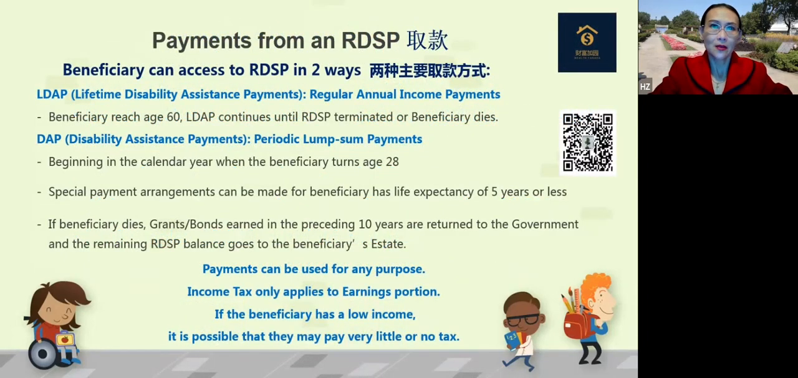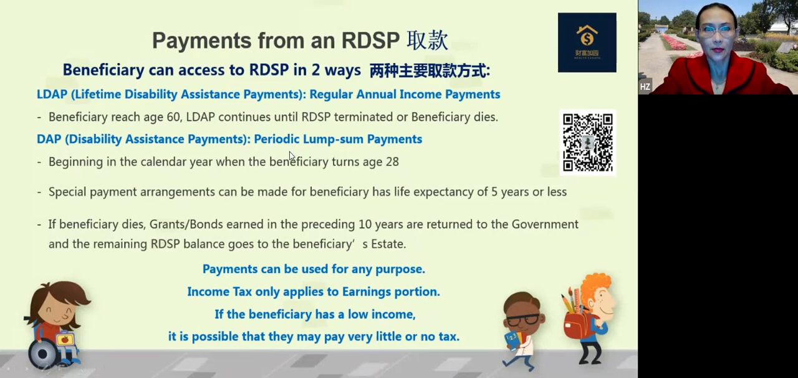And then a lot of people say, how am I going to take out the money? Investment is not just putting the money in. We also want to say how I'm going to take it out, right? So we have 2 different ways. Number one, which most people use, is when the beneficiary reaches age 60, we use the Lifetime Disability Assistance Payment. Basically, you have regular annual income payments until the RDSP money runs out, or the beneficiary passes away.